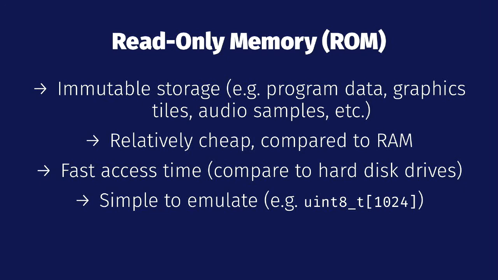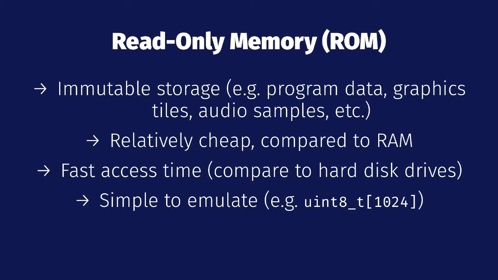Arcade hardware contains 2 different types of storage, ROM and RAM. These memory chips can be many different sizes, but they're often banked together to form larger contiguous blocks of storage. Read-only memory, or ROM, is used for immutable storage by the CPU and other subsystems. It's typically used for things like program data, graphics, tiles, audio samples, and other things like that.